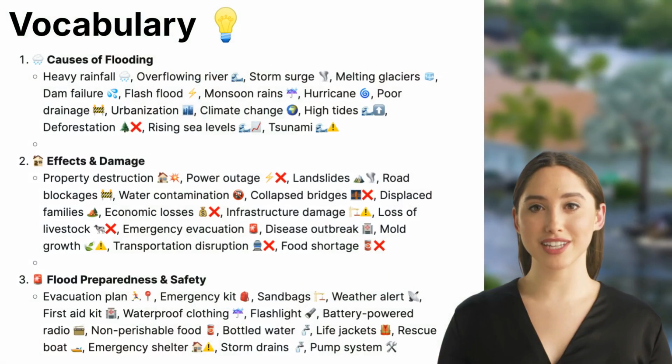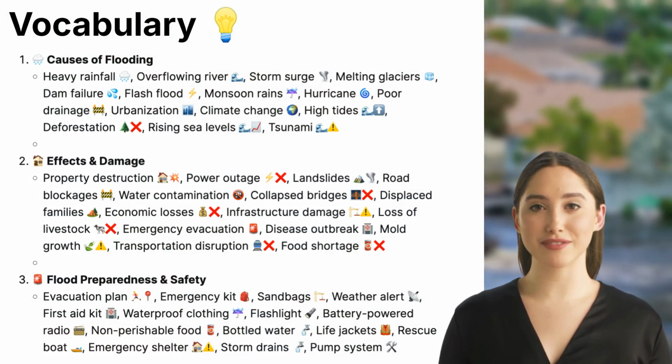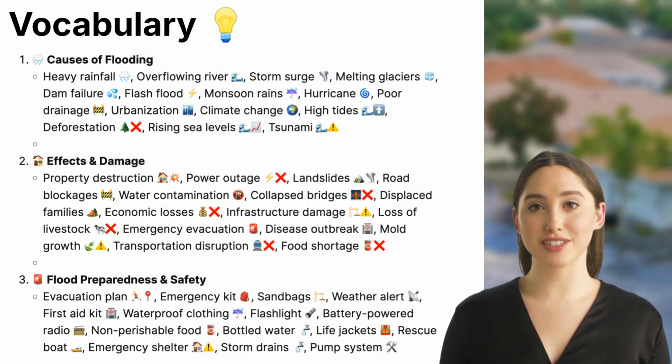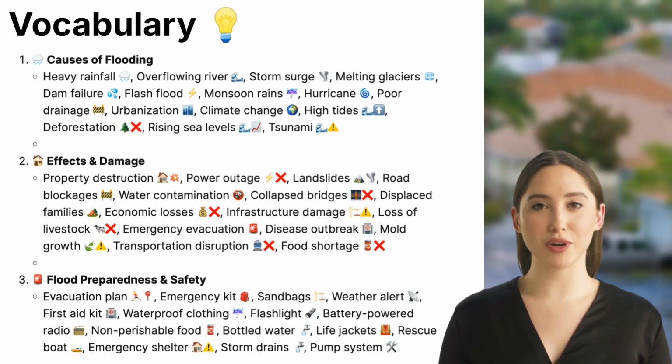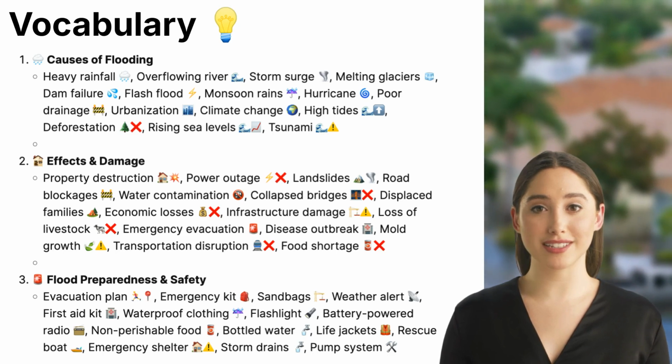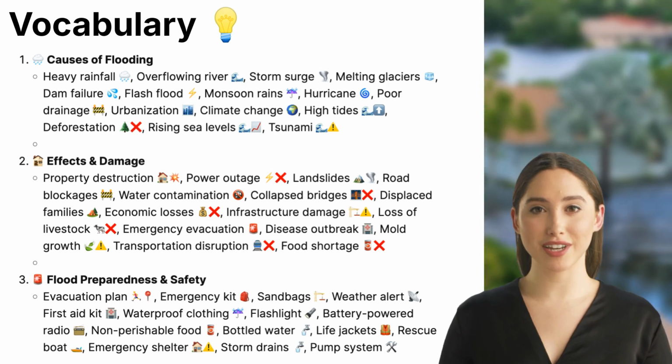Let's go over some essential vocabulary. 1. Causes of flooding. Heavy rainfall. When too much rain falls in a short period, it can overwhelm drainage systems and lead to flooding. Overflowing river. When a river rises beyond its banks due to heavy rain or melting snow, nearby areas can flood.